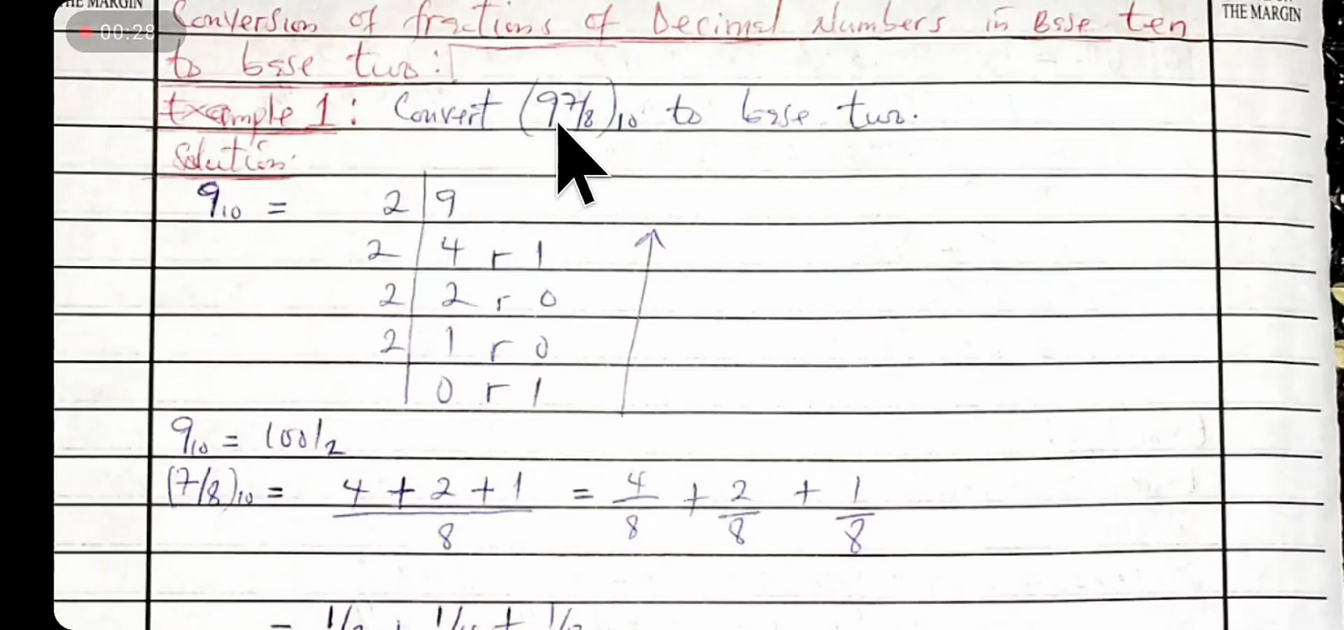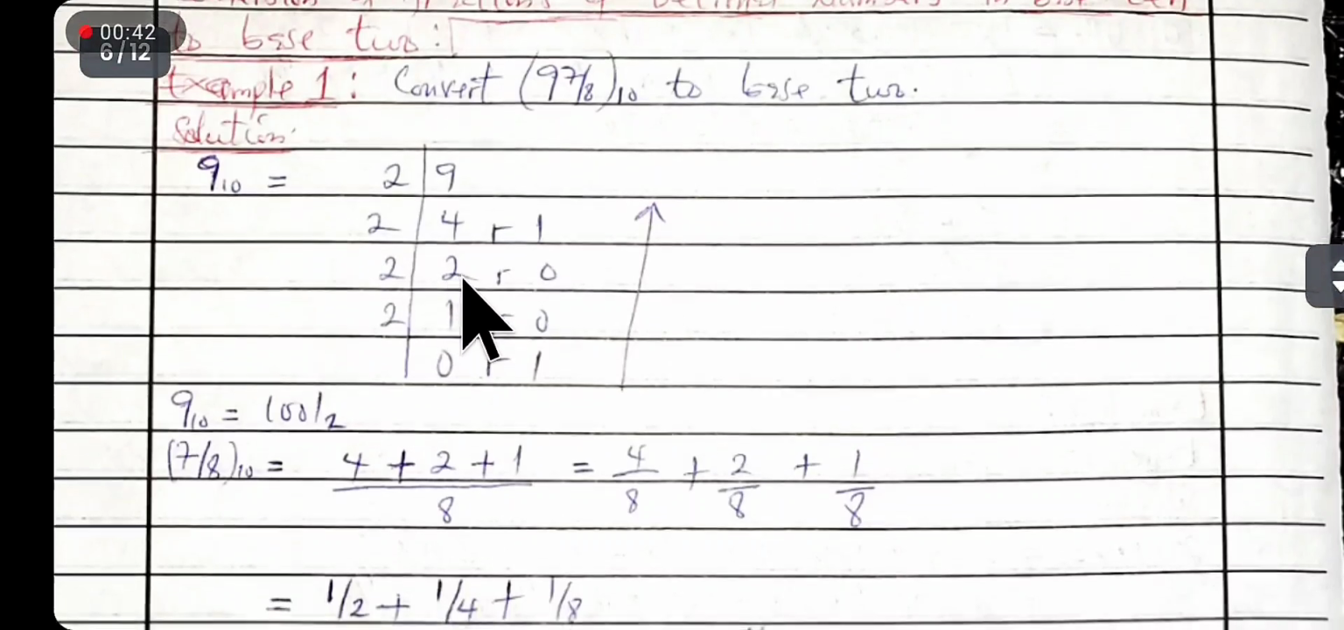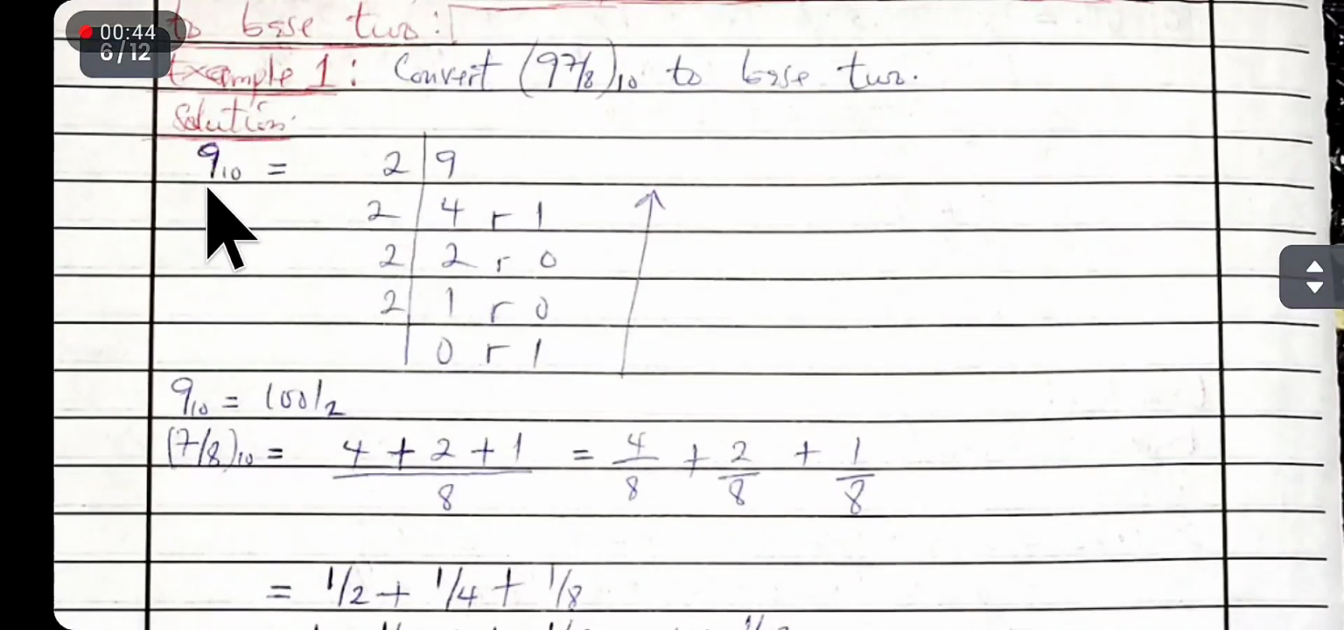Convert 9 whole number 7 over 8 in base 10 to base 2. This is a mixed number. It has a whole number and a fraction, and it's in base 10. I want to convert it to base 2. So how to do this is this solution.